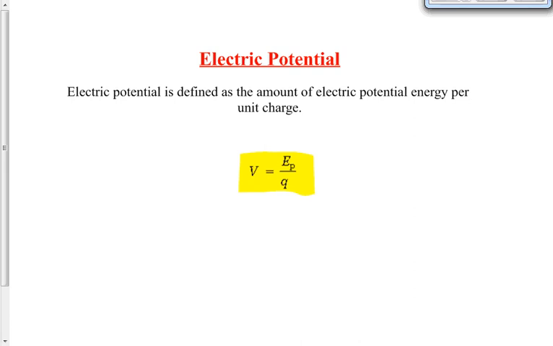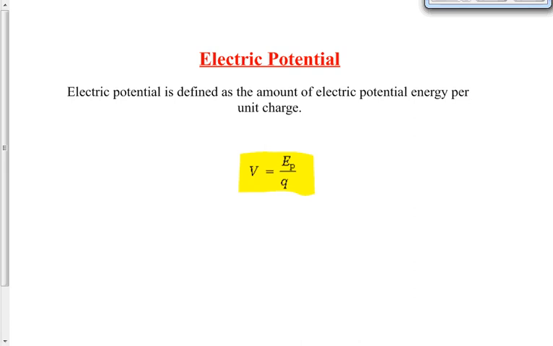Let's define another term. Electric potential energy is the energy stored in a system of two charges a certain distance apart. Electric potential sounds almost exactly the same, but it isn't. Electric potential is the amount of energy per unit charge, not the total amount of energy that you have. That's electric potential energy. The amount of energy that you have per charge, that's potential.